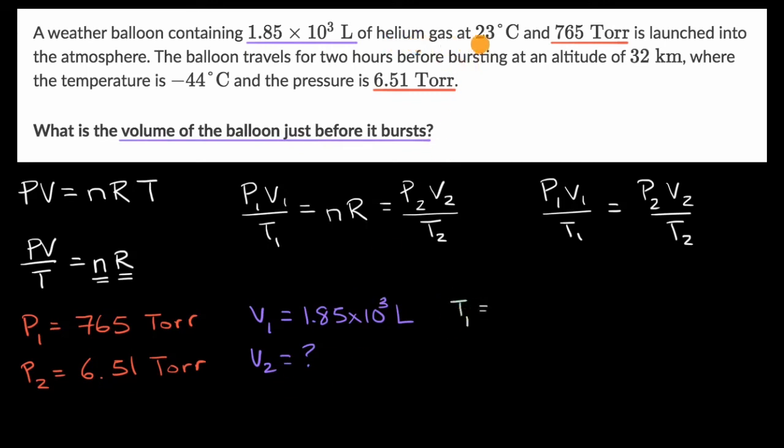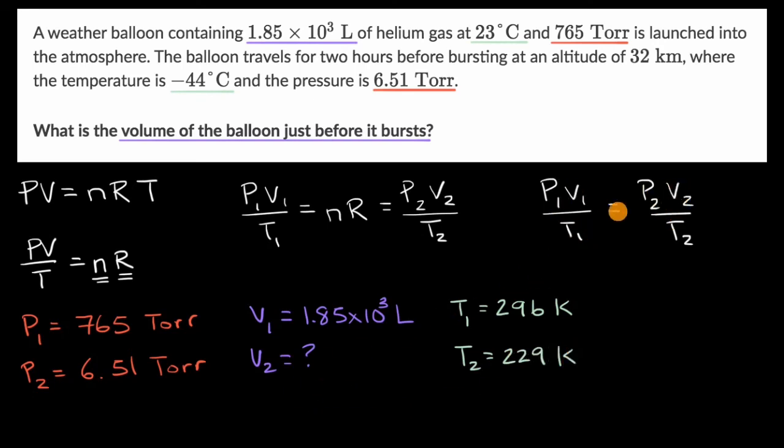And then last but not least, what is T1? Well, they tell us the starting temperature is 23 degrees Celsius, but you have to think on more of an absolute scale and deal with temperatures in terms of Kelvin. So to convert 23 degrees Celsius into Kelvin, you have to add 273. So this is going to be 296 Kelvin. And then what is T2? Well, T2 is negative 44 degrees Celsius. If we add 273 to that, that's going to be, in my head, 229 Kelvin.